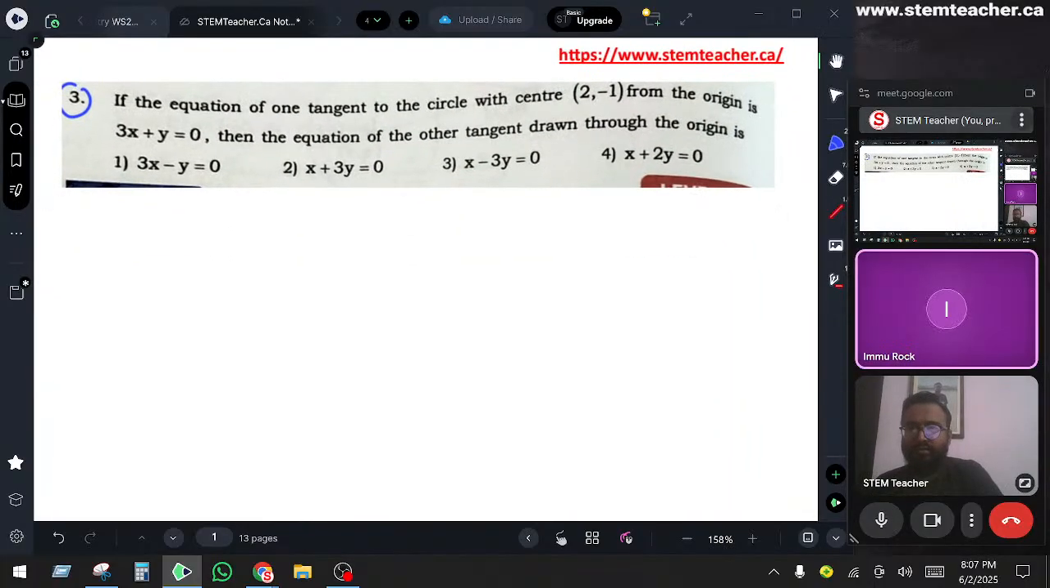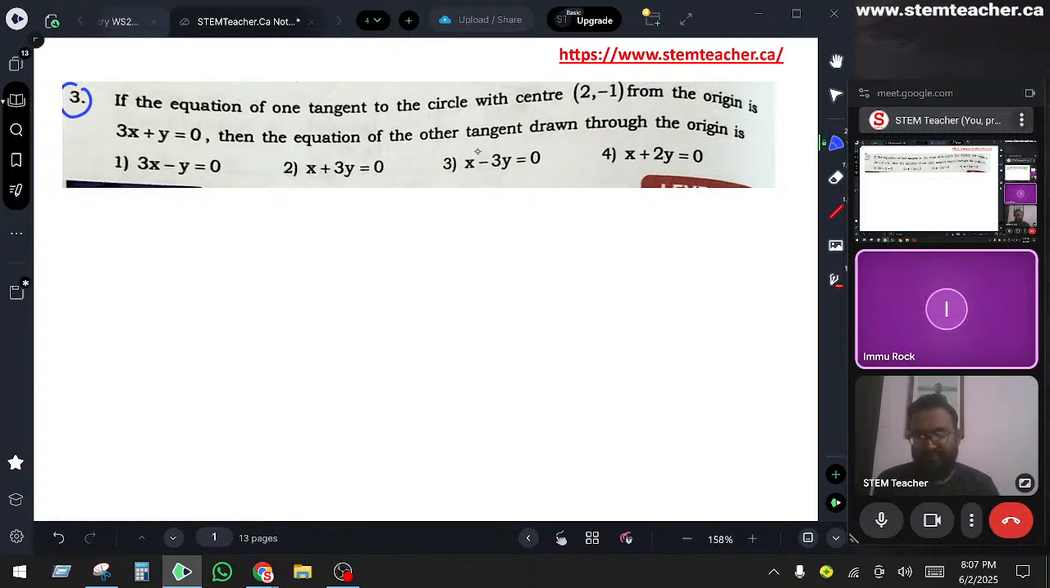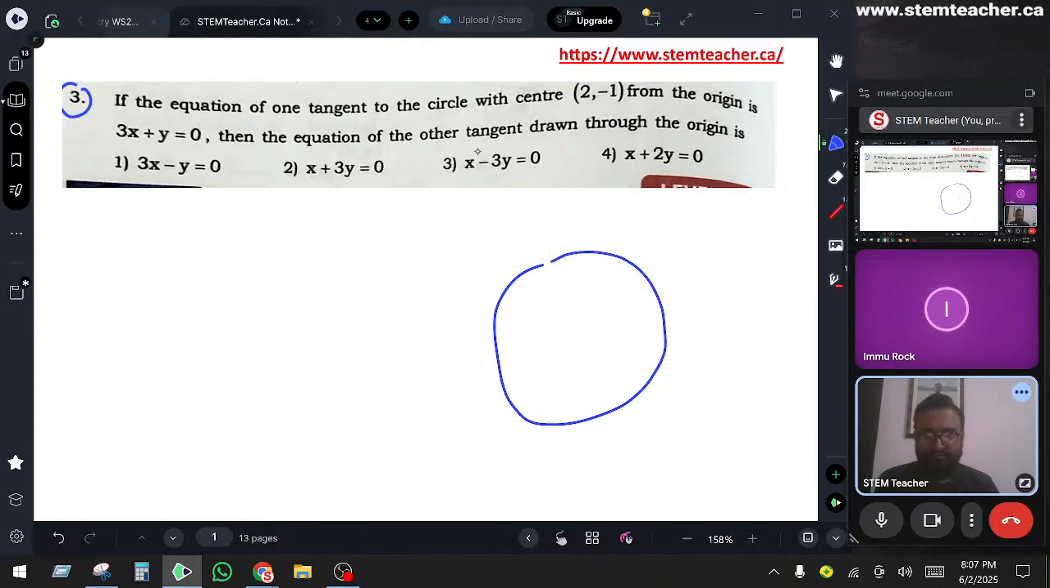So this is our question. Try to understand this question. Understanding is most important. Understand the question. If the equation of one tangent to a circle with center 2 comma minus 1. This is a circle with a center 2 comma minus 1 from origin. This is origin.